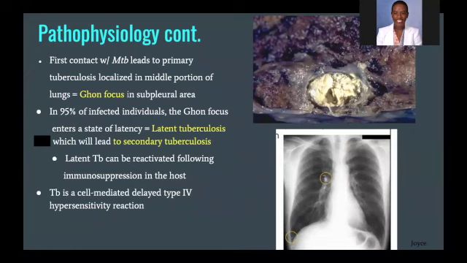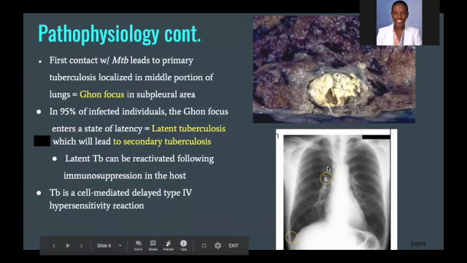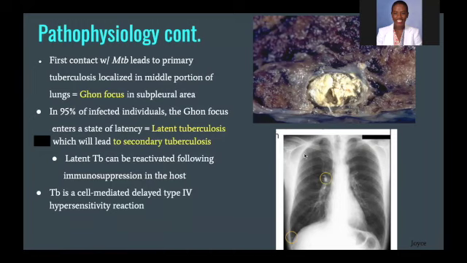So the first contact with the Mycobacterium tuberculosis leads to primary tuberculosis. And this is normally localized in the subpleural area of the lungs, as opposed to latent TB, which localizes somewhere up here. So once this pathogen goes into your respiratory tract, it's going to localize in this area and form a mass known as the Ghon focus. This is what it looks like in the tissue, and this is what it looks like in the X-rays.